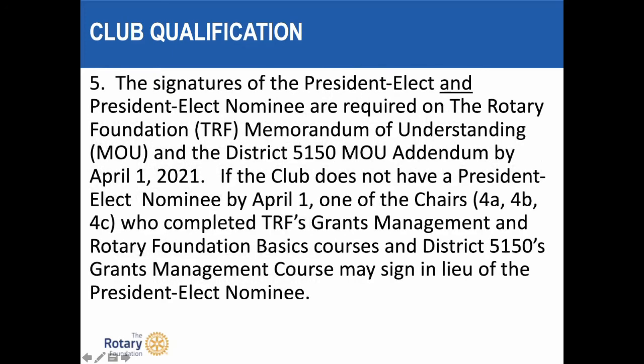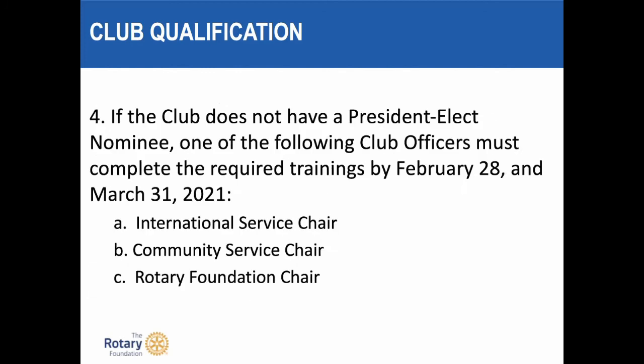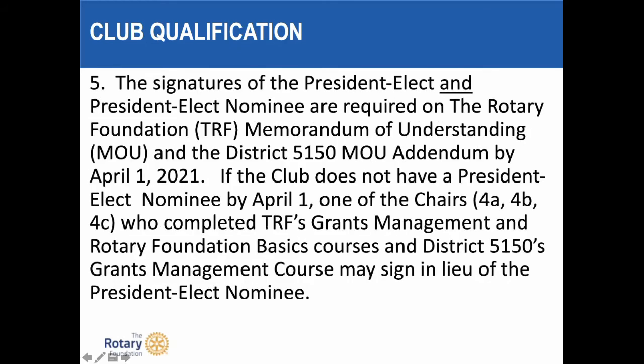The signatures of the president-elect and president-elect nominee are required on the Rotary Foundation Memorandum of Understanding and the District 5150 Memorandum of Understanding Addendum by April 1st, 2021. If the club does not have a president-elect nominee by April 1st, one of the chairs, International Service Chair, Community Service Chair, or Rotary Foundation Chair, who completed the Rotary Foundation's Grants Management and Rotary Foundation Basics courses and District 5150's Grants Management course may sign in lieu of the president-elect nominee.